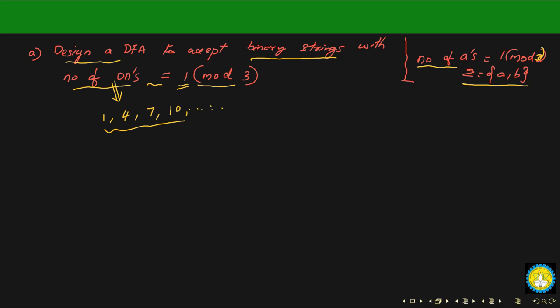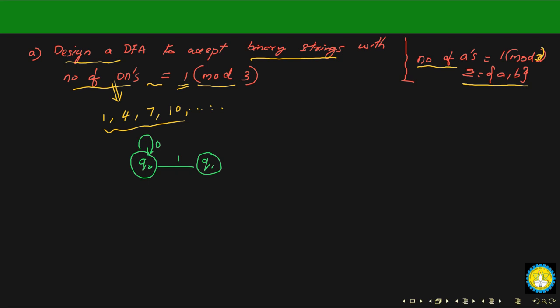Okay, let's start constructing the DFA. Let Q0 be our initial state. From Q0, we are interested in counting the number of ones. We want the number of ones to be 1, 4, 7, 10, etc. We are actually not worried about the number of zeros as such. So we can have the transition: if you see a 0, you can come back to Q0.